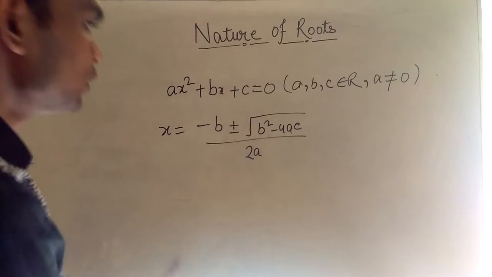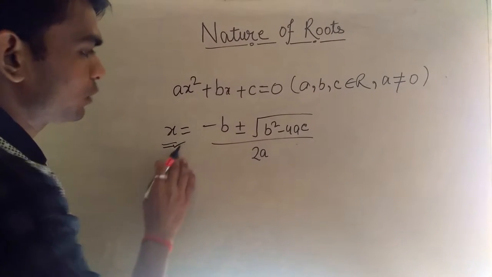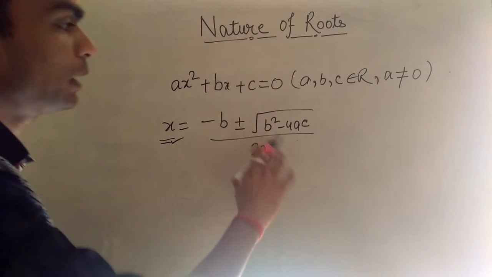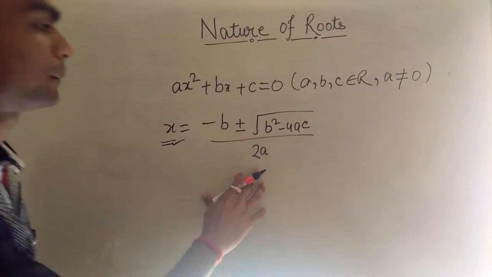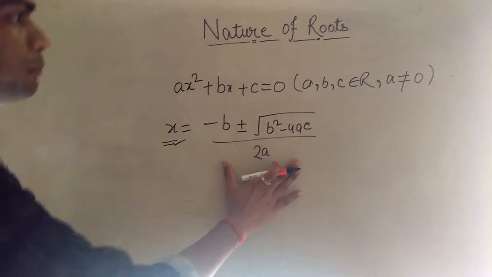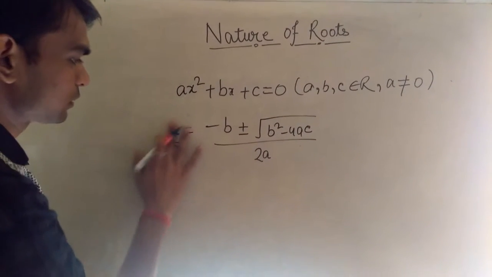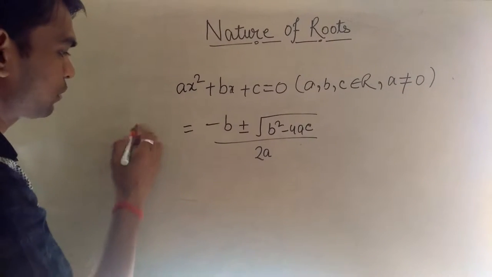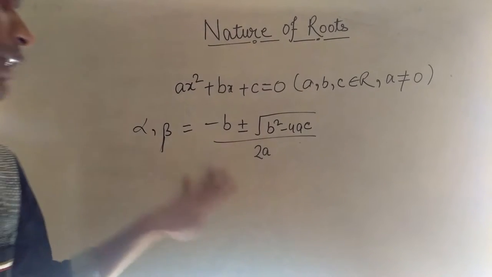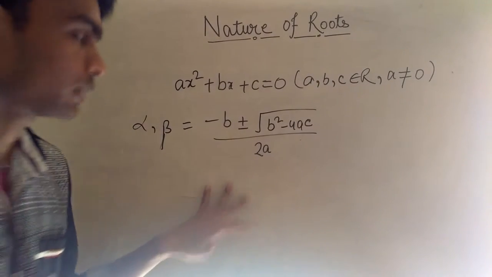So for finding the nature of the roots, what is x here? x is the roots of this equation and has the value minus b plus minus root under b square minus 4ac divided by 2a. So we have to find out the nature of this value, which means the nature of the roots, alpha comma beta, as we know from earlier.